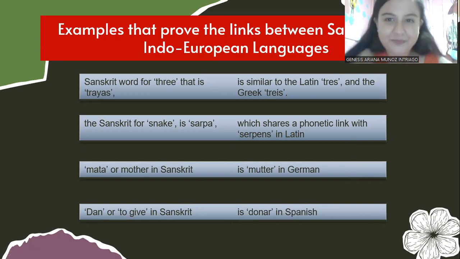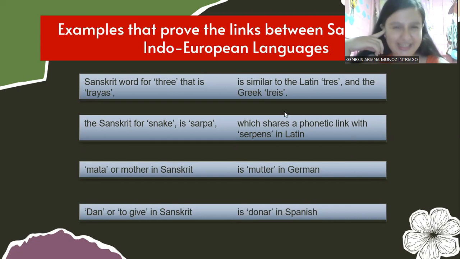So as you see, there are many similarities in terms of phonetic links. So it means that there is a relationship between the Sanskrit language and the Indo-European languages.